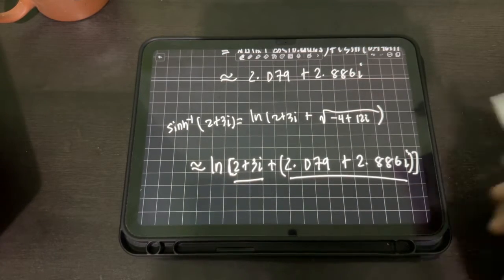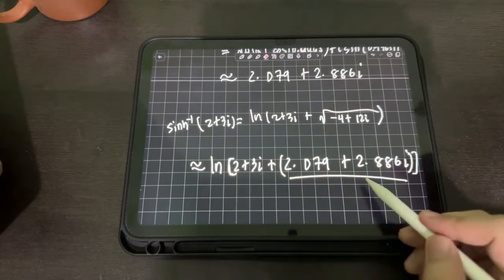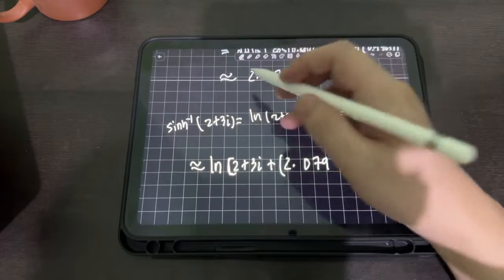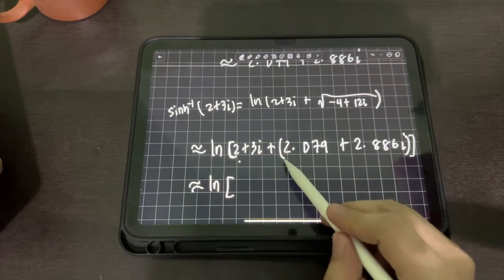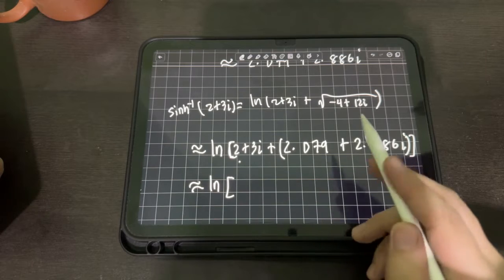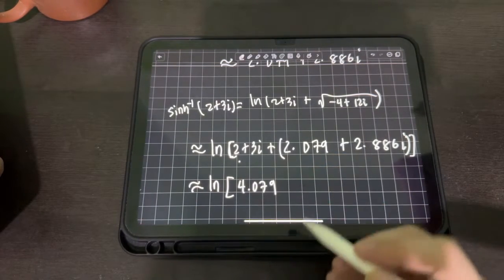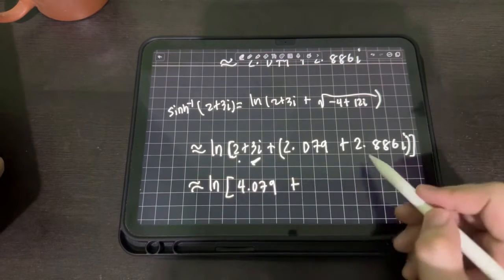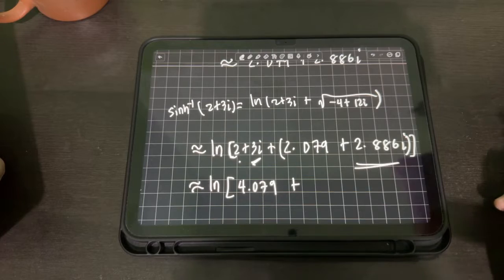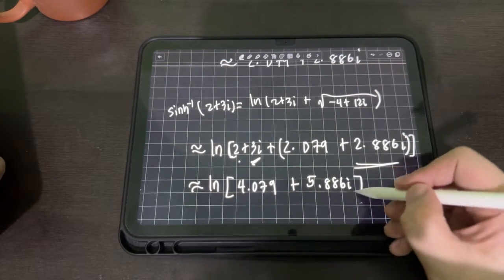So you can just input it in your calculator, or it's easy to add because they are both positive, right? You just combine. So for the real parts, 2 plus 2.079 will be 4.079. How about for the imaginary parts, we have 3i plus 2.886i, that will be 5.886i.